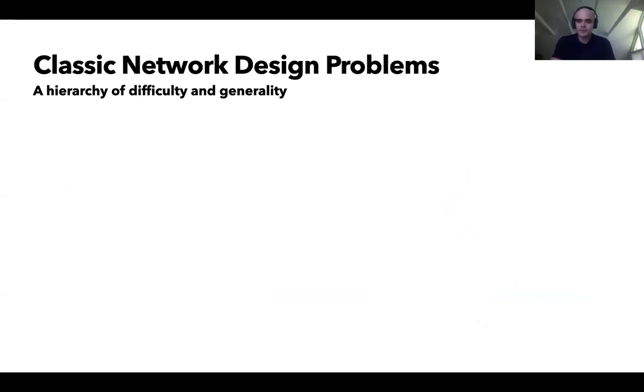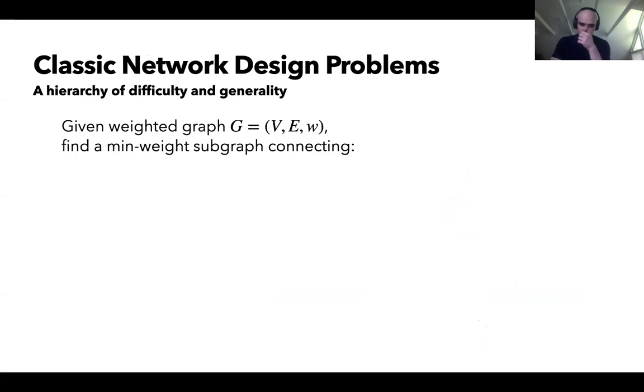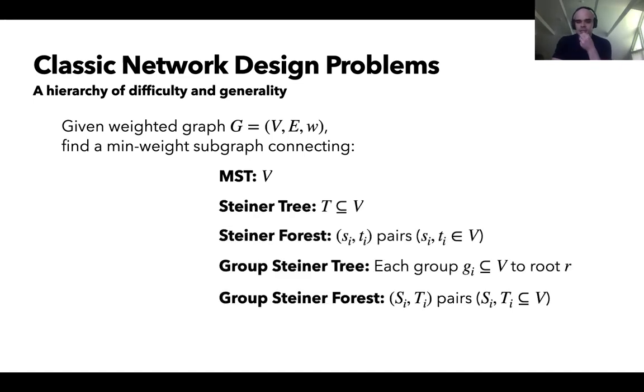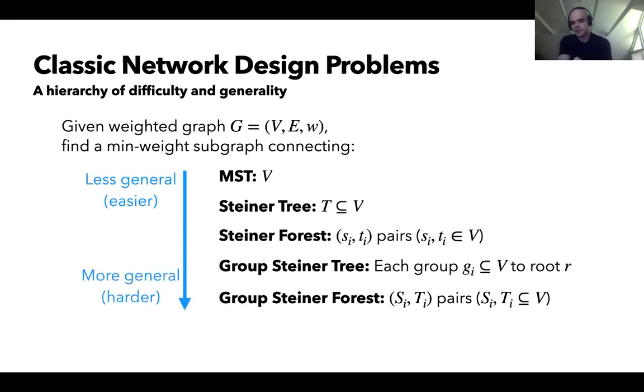Given the varied connectivity requirements that people are interested in practice, theory has produced a whole variety of connectivity problems. The way these problems are usually formalized is you're given some weighted graph, and your goal is to find some minimum weight subgraph that meets some kind of connectivity requirements. What these requirements are determines different kinds of problems, but in general, these problems fall into a hierarchy of generality and difficulty. At the bottom, you have less general but easy problems like minimum spanning tree, and at the harder and more general end, you have more complicated problems with very general connectivity requirements.